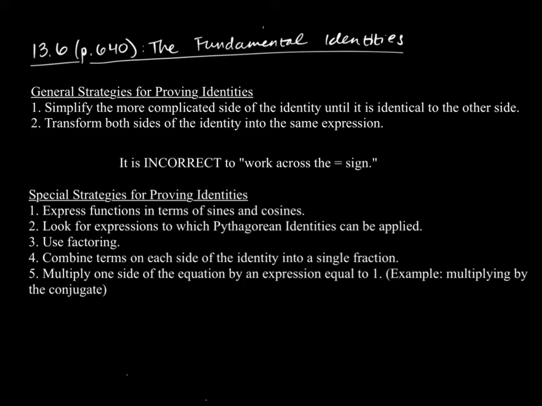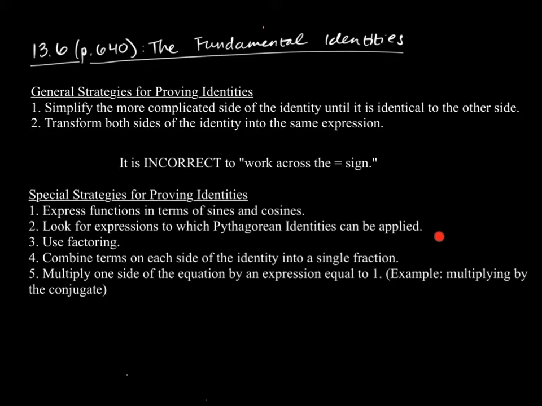Now, general strategies are what we're going to look at every single time we're proving. Special strategies, however, apply to each one individually as you go through. Okay, sometimes you'll use more than one, sometimes you'll use just one, sometimes you'll use none of them. It just depends. So, first one, express functions in terms of sines and cosines. All right, so if you're stuck, best bet, transform everything into sines and cosines using your knowledge of identities.